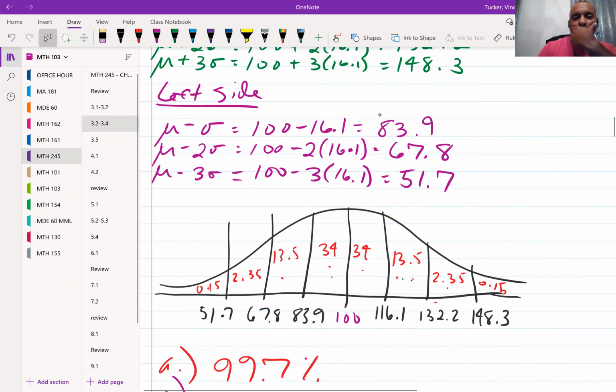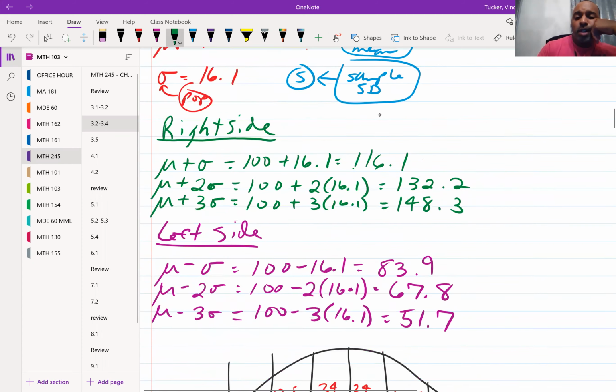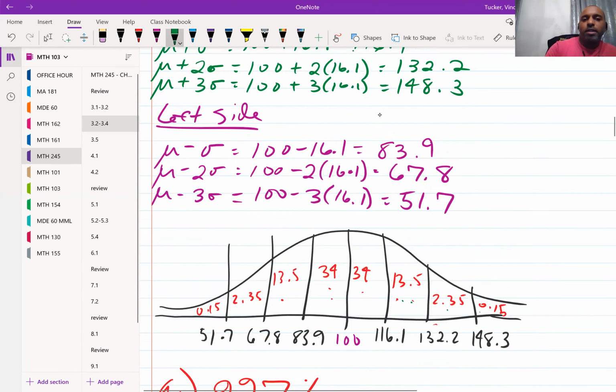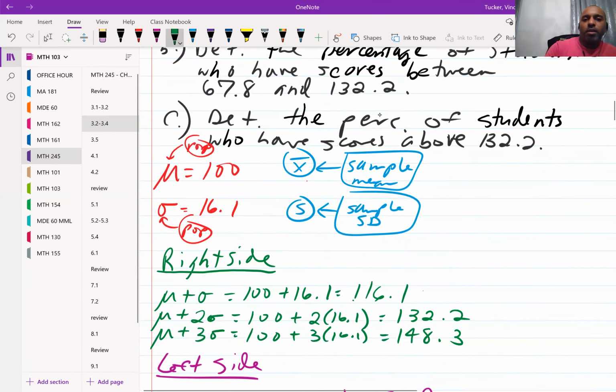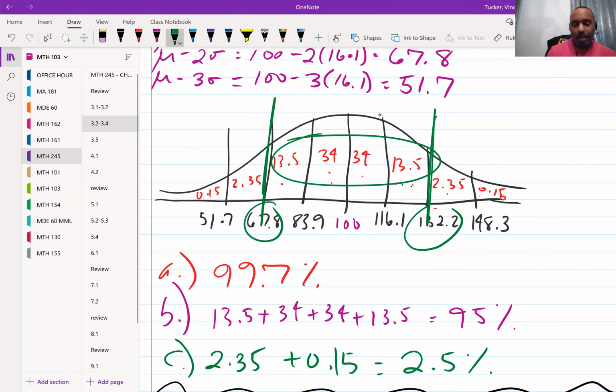Now the next one, B: determine the percentage of students who have scores between 67.8 and 132.2. There are plenty of different ways you can play around with these numbers. That's why these percentages are important. If I want to know the percentage of students that we anticipate scoring between 67.8 and 132.2, 67.8 is right here, 132.2 is right here. So we would just add up the percentages in between those two data values.